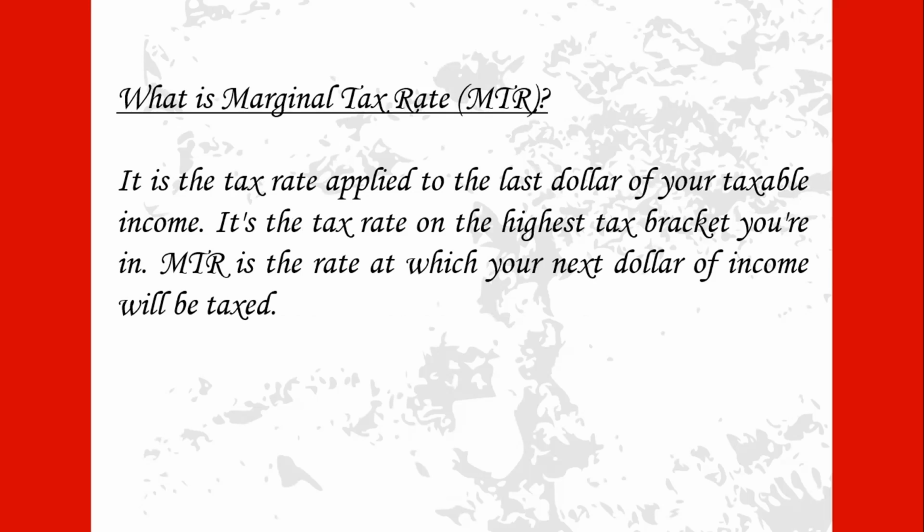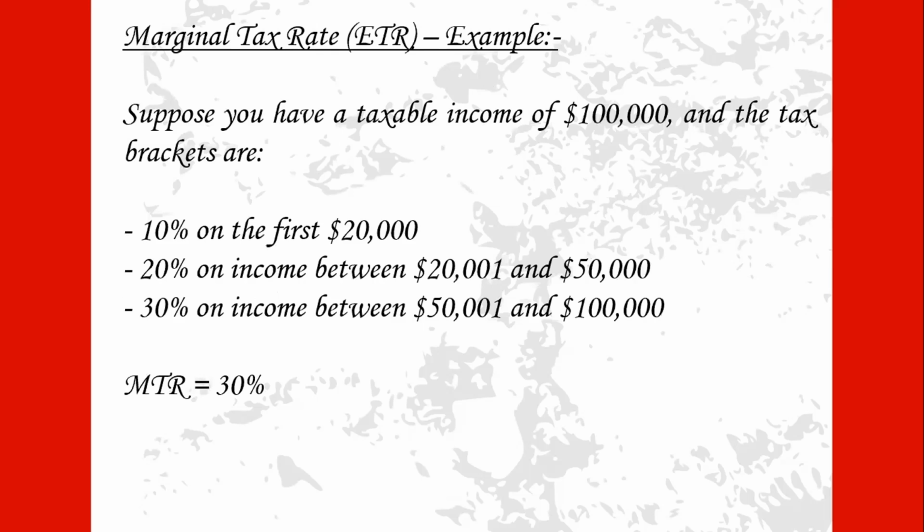So let's also try to understand this with an example. Let's assume you have a taxable income of 100,000 and the tax brackets are, say, 10% on the first $20,000, 20% on the income between 20,001 and 50,000, and say 30% is the tax rate on the income between 50,001 and 100,000. So in this example, MTR would be 30%. That's the tax rate on the last dollar of your income. So in this case, it falls under 30%. So MTR would be 30%.